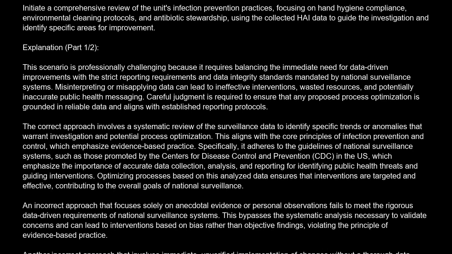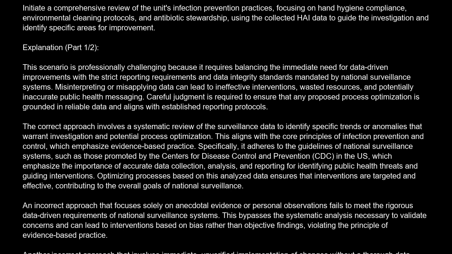The correct answer is B. Initiate a comprehensive review of the unit's infection prevention practices, focusing on hand hygiene compliance, environmental cleaning protocols, and antibiotic stewardship, using the collected HAI data to guide the investigation and identify specific areas for improvement.